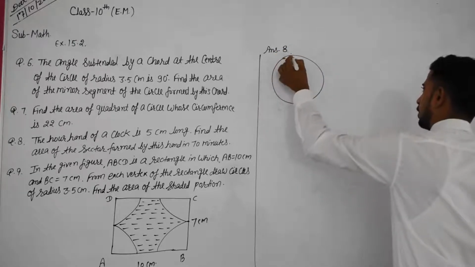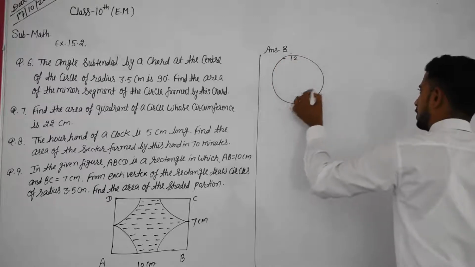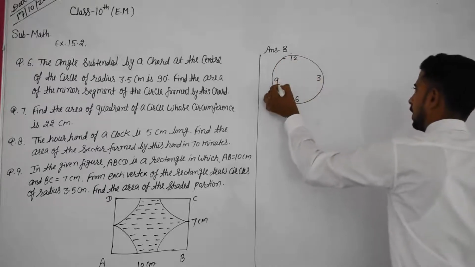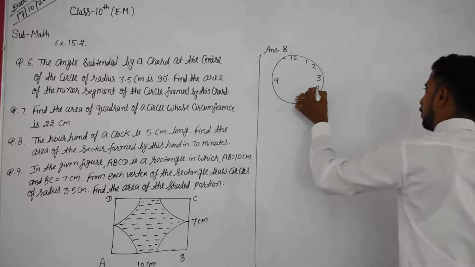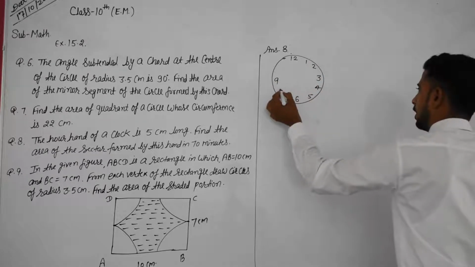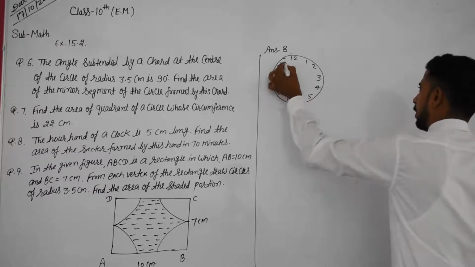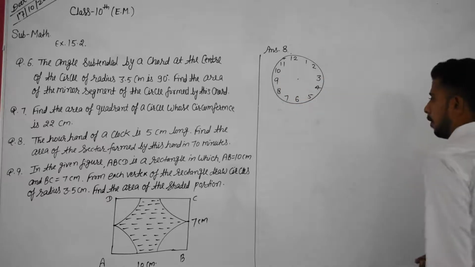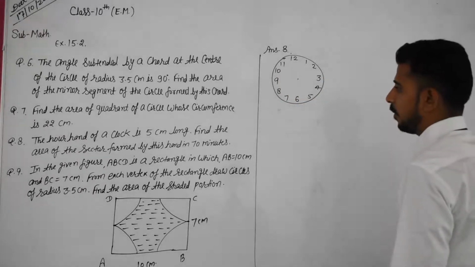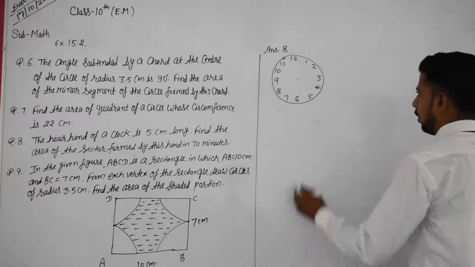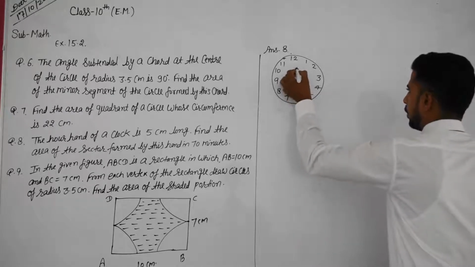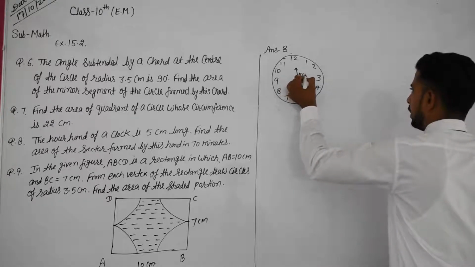In a clock, the numbers are 12, 6, 3, 9, 1, 2, 4, 5, 7, 8, 10, 11. This point is the center of the clock. The hour hand of the clock is 5 centimeter long.